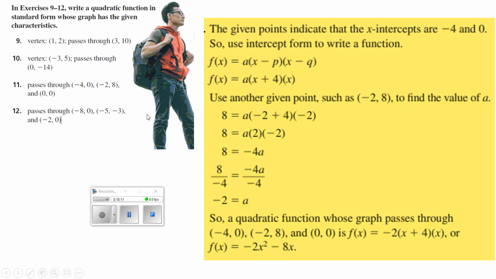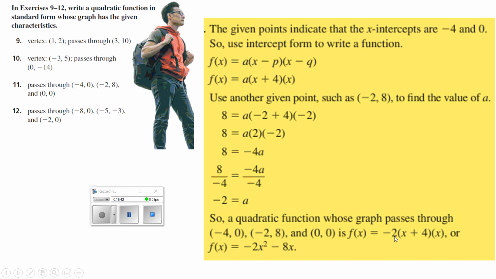In doing that, then we plug in this coordinate, a negative 2 and 8. So when x is negative 2, y will be 8. F of x is y, so that's 8. And then x is going to be negative 2. Right? So now we've got negative 2 plus 4, that's going to be 2. And 2 times negative 2 is negative 4. Negative 4 times a is negative 4a. When I divide negative 4 away from both sides, I get a equals negative 2.